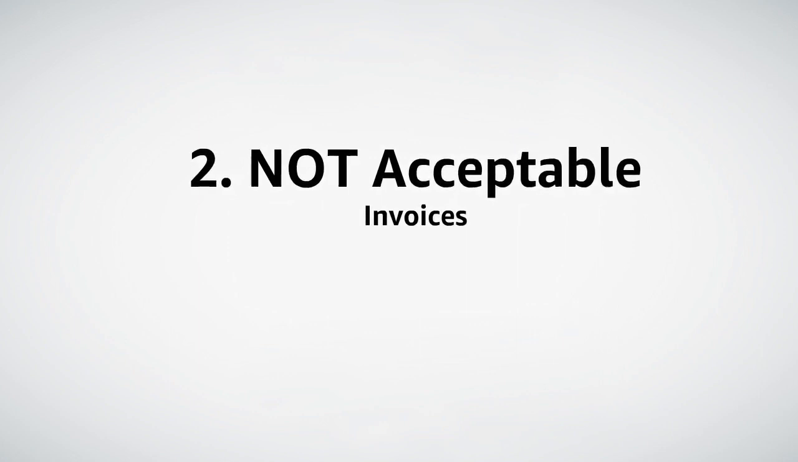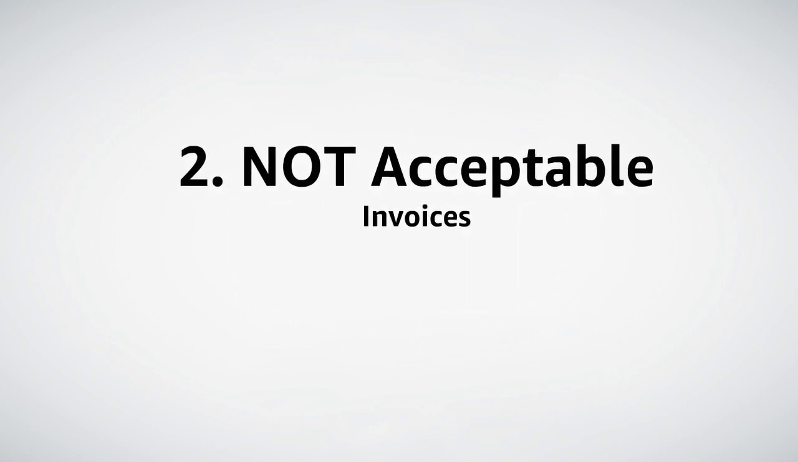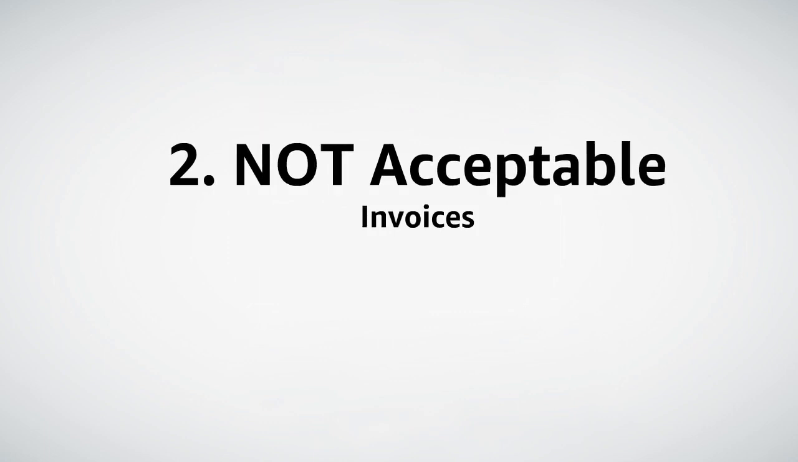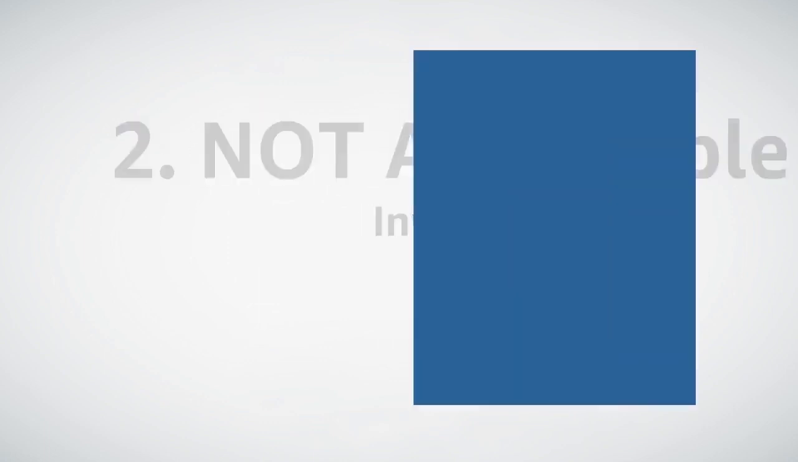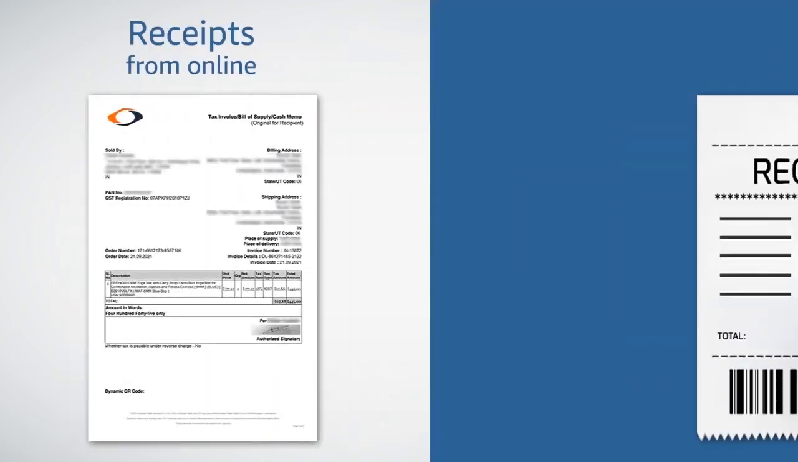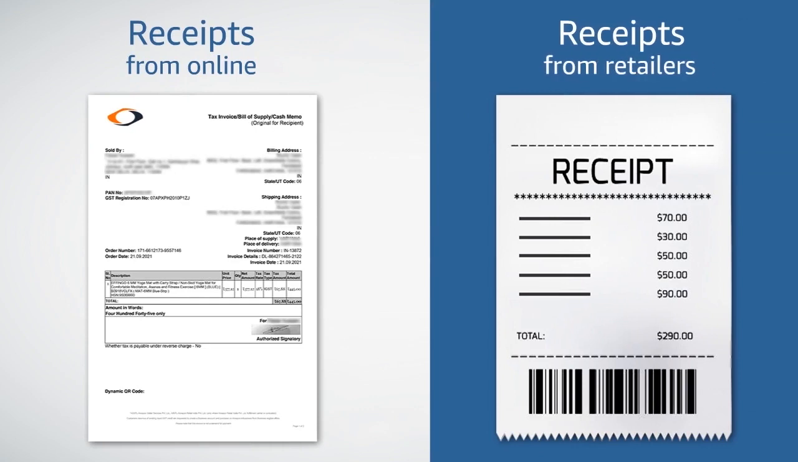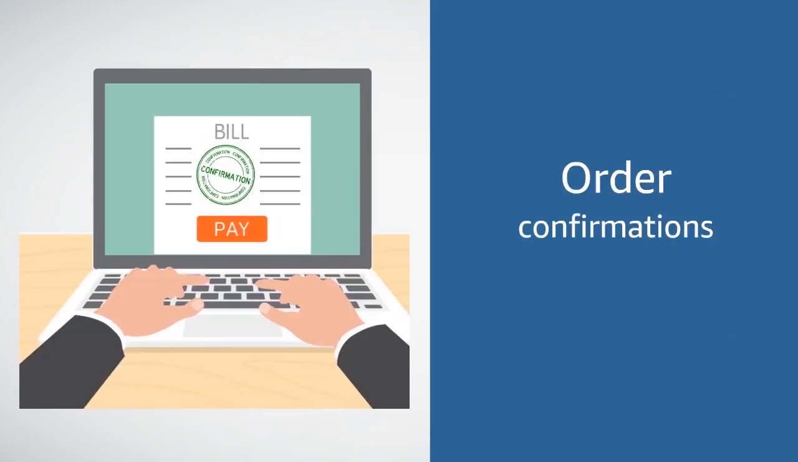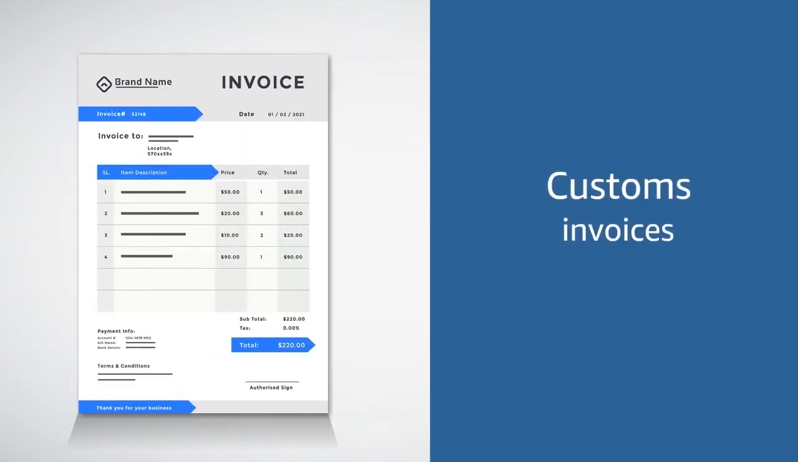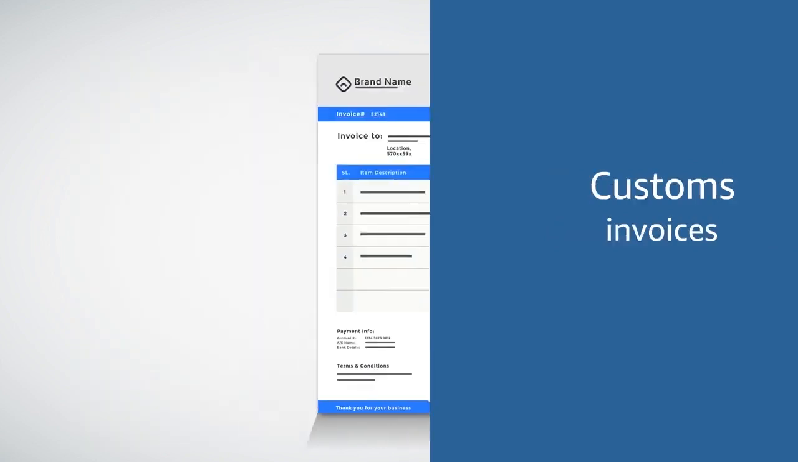Any document other than invoice or sales invoice is considered unacceptable for the purposes of this process. Receipts from online or physical brick-and-mortar retailers, for example, Walmart, Target, Best Buy, etc. Order confirmations, online and hard copies, and packing slips. Customs invoices provided by the person or corporation that is exporting an item across international borders.